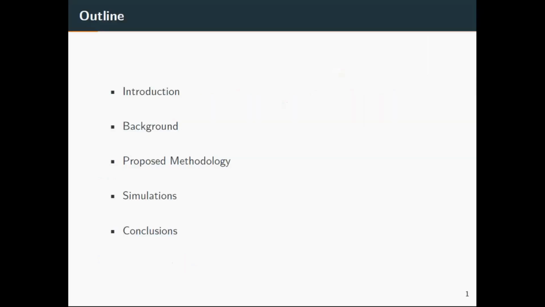This is the roadmap of my talk. I'll start with a brief introduction and some background on the problem that we will be presenting, and then the method that we will use to optimize, to maximize energy. And after that, I will present some simulations and finally conclusions.